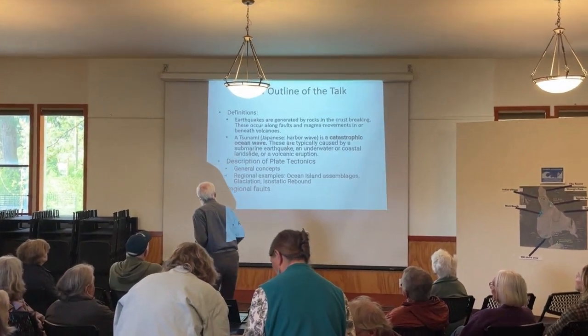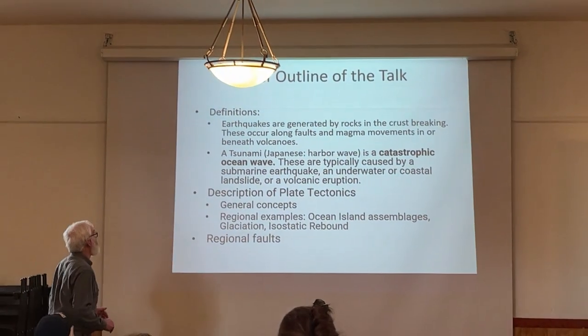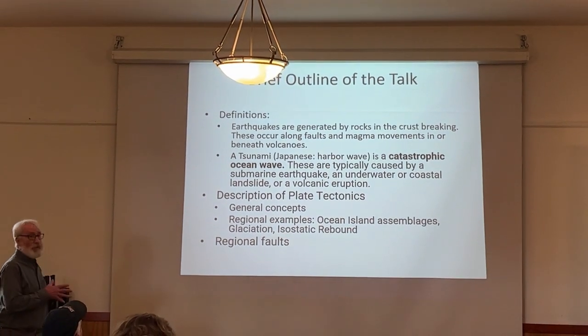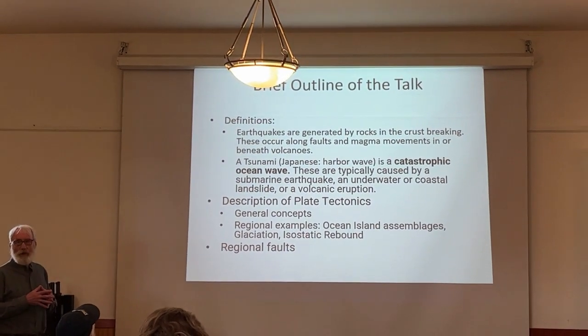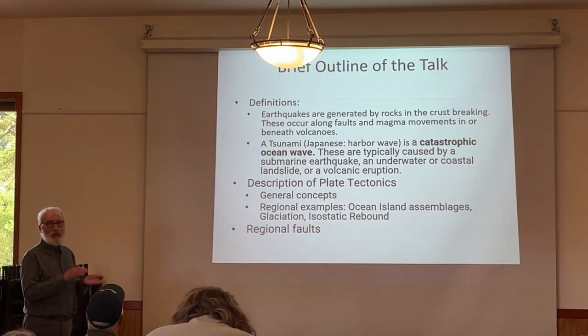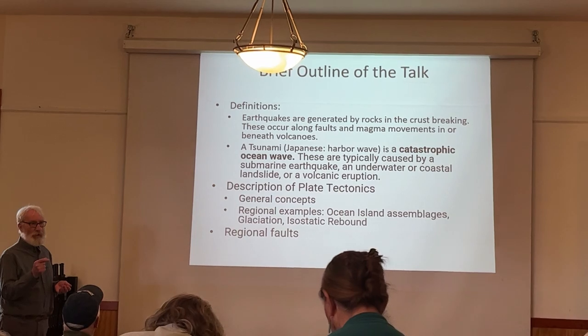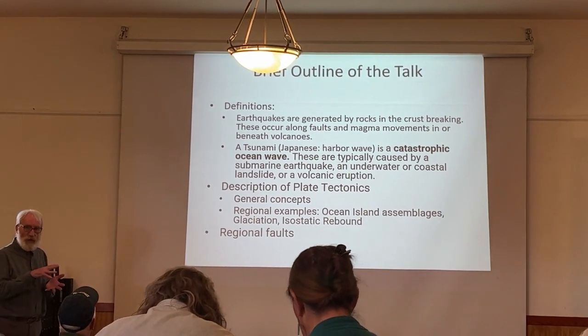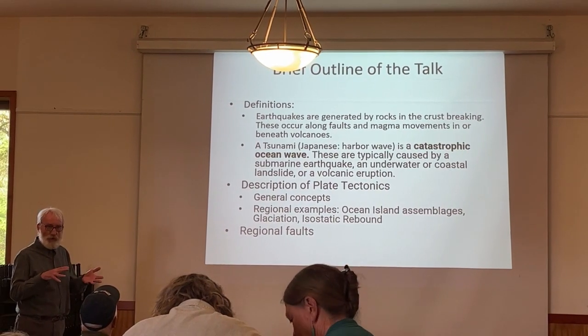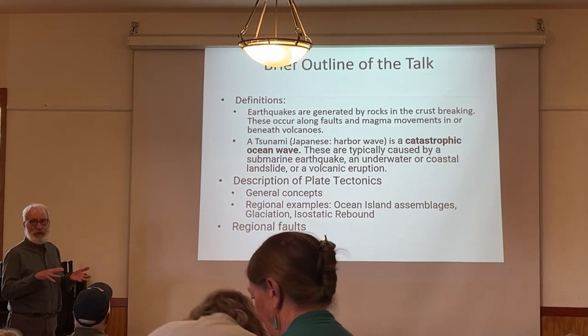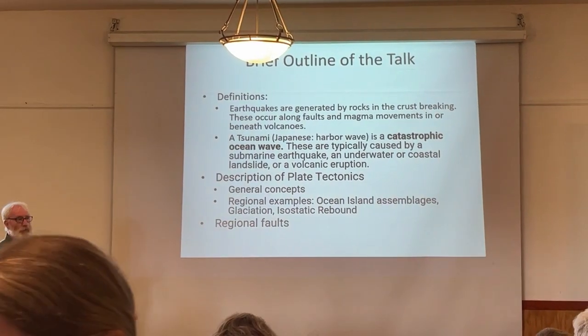So these are the general things I'm going to talk about. First of all, we'll talk about definitions. An earthquake is produced by rocks moving past each other, usually in a quick release like that. What happens is the rocks get strained because of compression or tension, and then at some point they can't take it anymore and they break, and that produces earthquake waves.